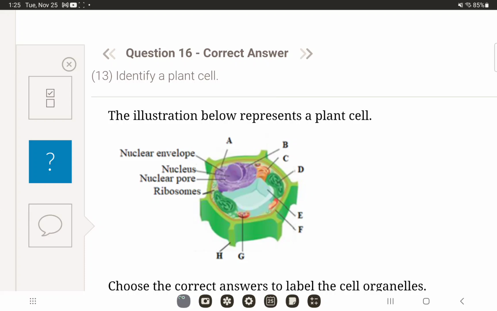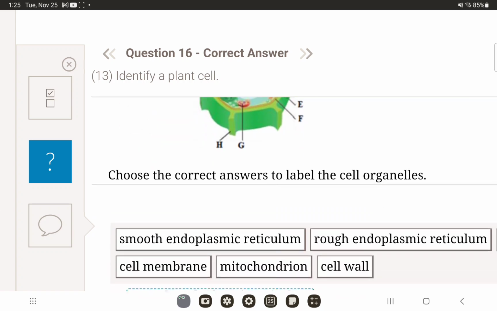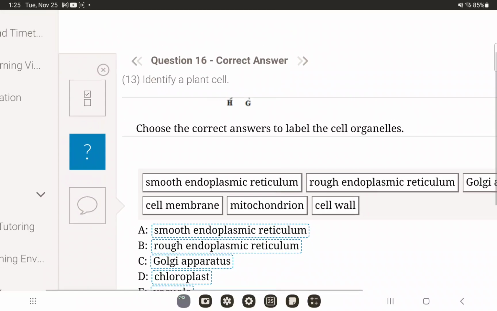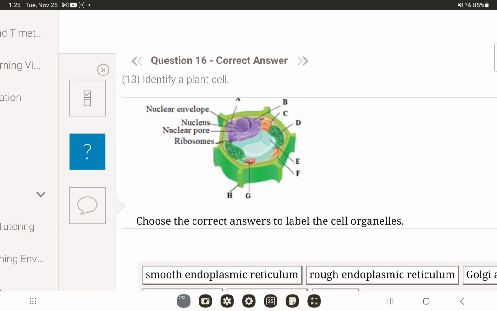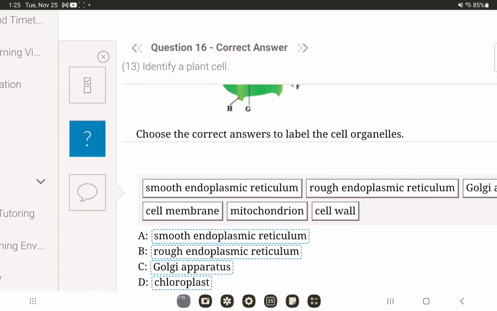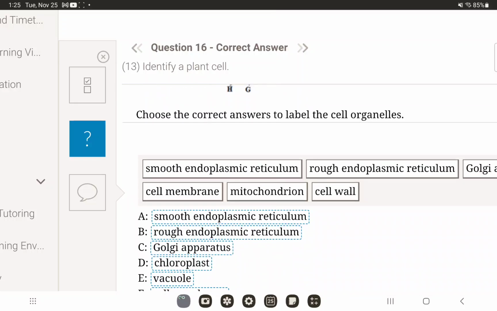The way to memorize this is that the smooth endoplasmic reticulum is around the nucleus but not attached to it directly, and the rough endoplasmic reticulum is directly attached to the outside of the nucleus. And then C, Golgi apparatus. Yeah, that's what it looks like in the plant cell. D would be the chloroplasts.